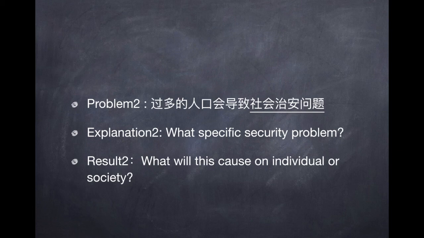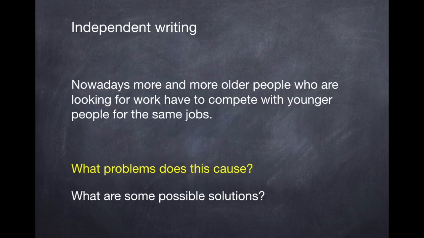So when we finish these two writing parts, without my help, without the given topic sentence by the teacher, now you have to do an independent writing. So we also need to finish the problem session. And the topic is about nowadays more and more older people who are looking for work have to compete with the younger people for the same job. So this is about a competition among the job markets between the young people and old people, right? So this is the homework.